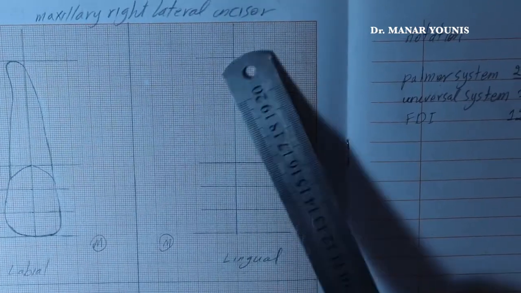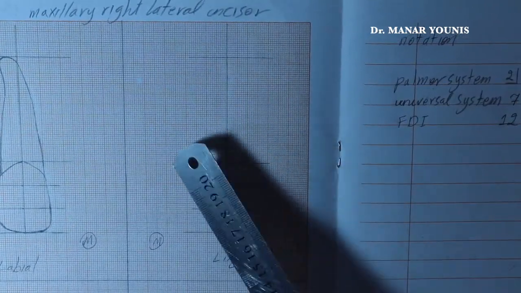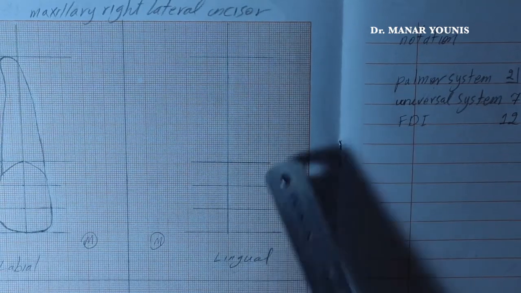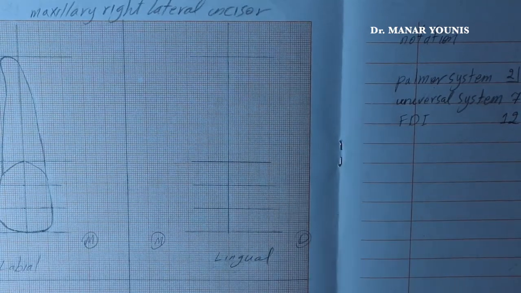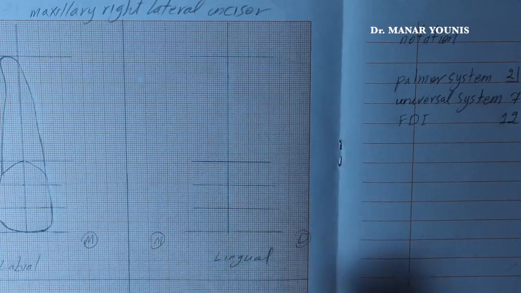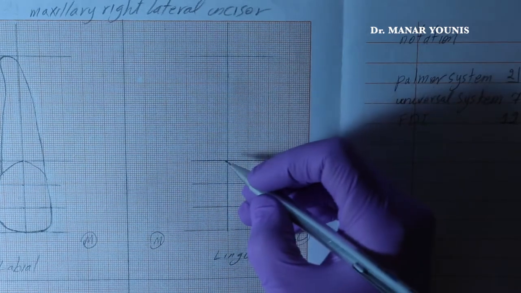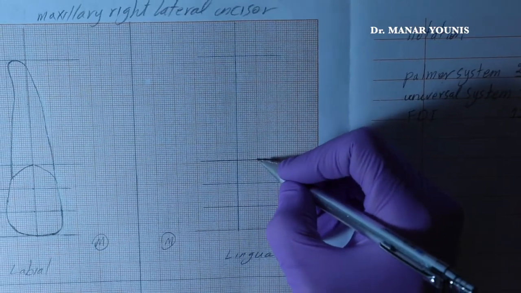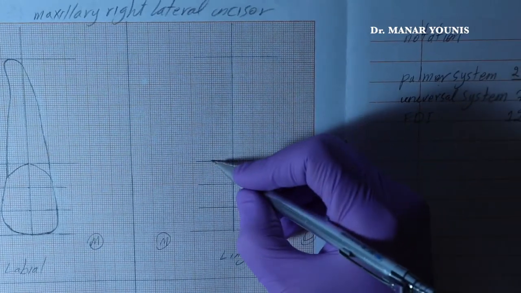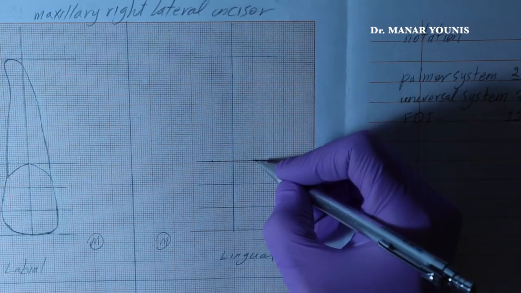I followed the same procedure. I have drawn the midline, the reference lines, and divided the crown vertically into 3 equal thirds. Now I will mark the mesiodistal crown dimensions. At cervix, as we said, it's 10 mm. So I will measure 10 to the mesial and distal. This is to the mesial and this is to the distal.